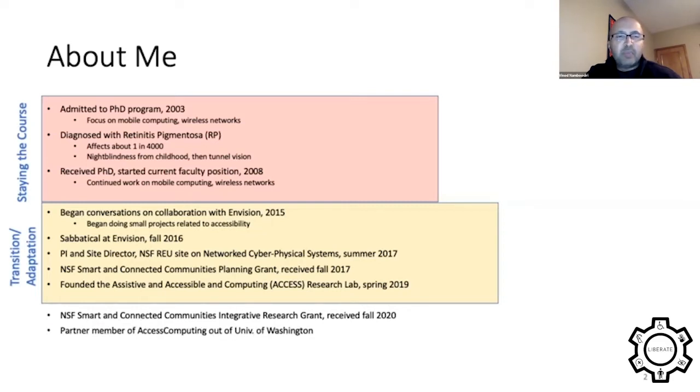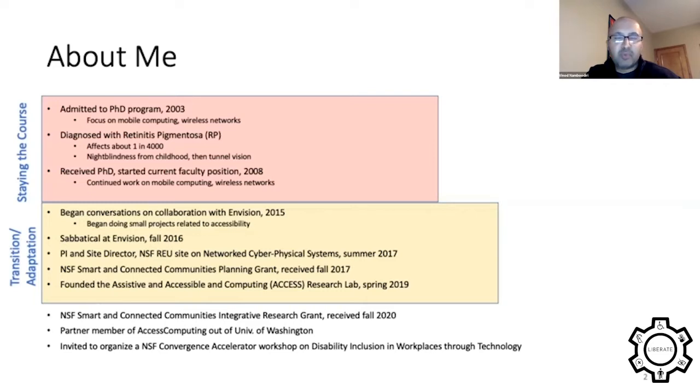I have always been a partner with Access Computing out of the UW. That has helped me understand a lot of the computing, accessibility and assistive technology space, and also the education side of things, so that has again helped me grow. And in addition to this workshop, I am the PI for a different workshop on the theme of disability inclusion in workplaces, again a Convergence Accelerator workshop.